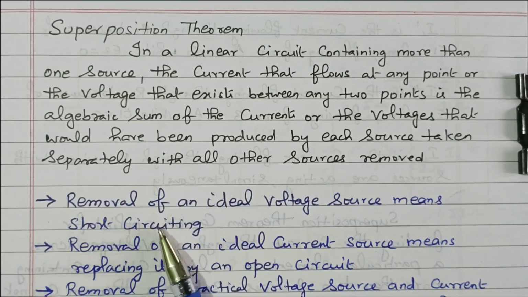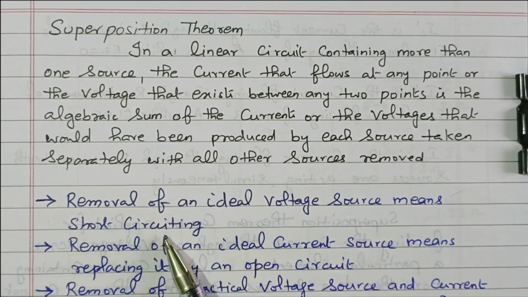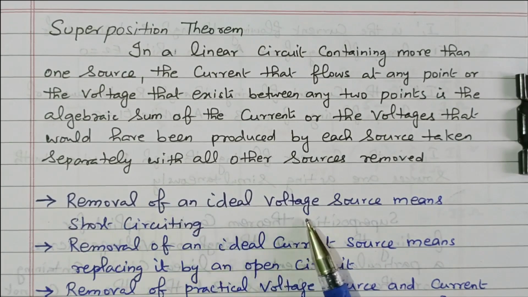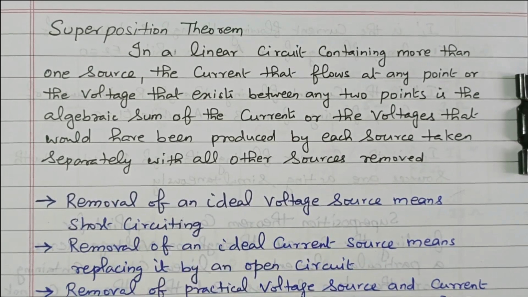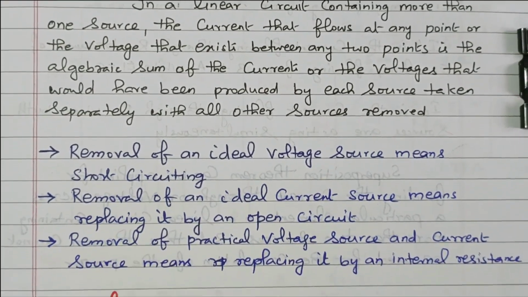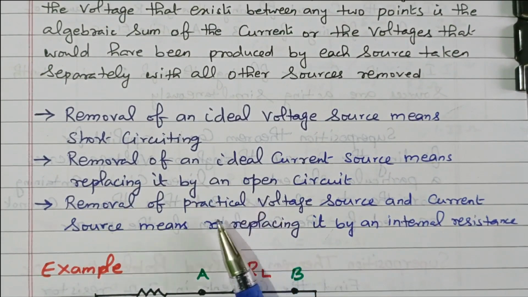So the removal of an ideal voltage source means short circuiting. So we need to remove either the current source or the voltage source. If you remove the ideal voltage source, it means short circuiting. After removing the voltage source, we need to make a short circuit. Similarly, removal of an ideal current source means replacing it by an open circuit. If you remove the current source, we need to keep it as an open circuit.